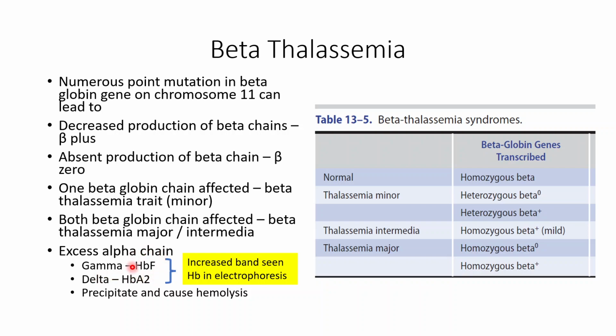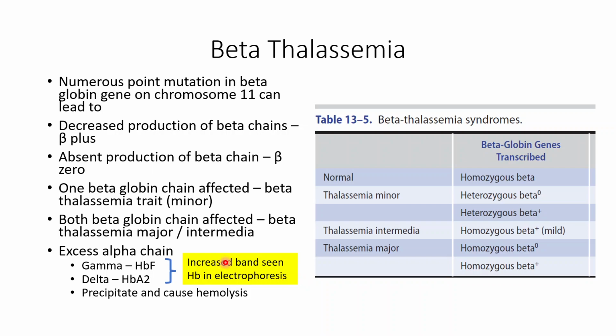So this results in the formation of hemoglobin, where the excess alpha chain combines with delta chains, alpha 2 delta 2, and it forms increased concentration of hemoglobin A2. Now this hemoglobin F and hemoglobin A2, their concentration which is increased, this we see in electrophoresis. This will pick up in electrophoresis test.